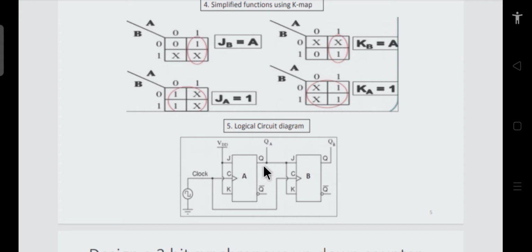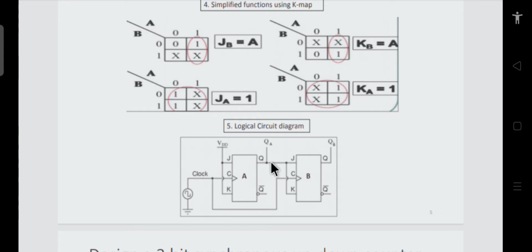Now whatever is coming here, let me call it A or QA. Here it will be QA bar. We don't have to use QA bar, we'll just use QA. From this equation we find that QA or J, see this A. A is nothing but our QA, the output of our first flip flop.